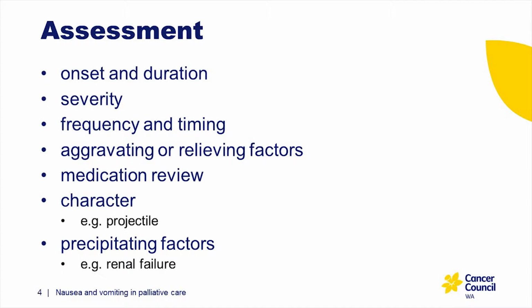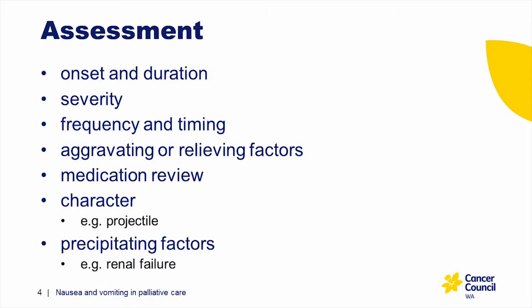So when we're looking at treating nausea and vomiting in palliative care, we need to do a really clear assessment. There's lots of things that are going to be useful in trying to determine the cause and what medications and modalities of treatment are going to be most useful. So we want to know when it started, how long it's been going for, how bad it is, whether it is nausea, whether it is just vomiting, whether it is nausea and vomiting, because we will treat those differently. We want to have some idea of the frequency and the timing.